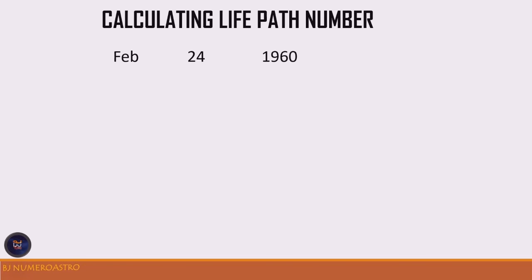So February has the value of what? Number 2, because it's the second month. 24 in numerology is 6, and 1960 in numerology is 7. So calculating the life number is now as easy as ABC. It's just the sum of the value for the month, the value for the day, and the value for the year. So that's 2 plus 6 plus 7, and whatever we get, that's our life path number.